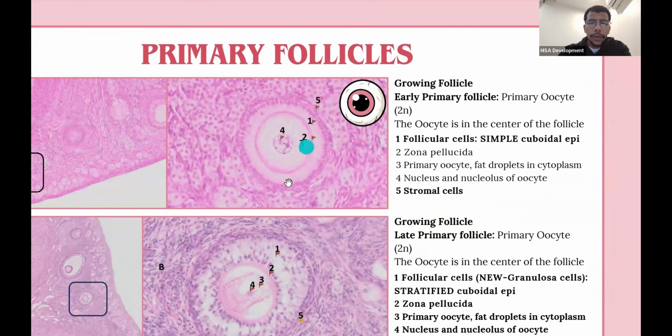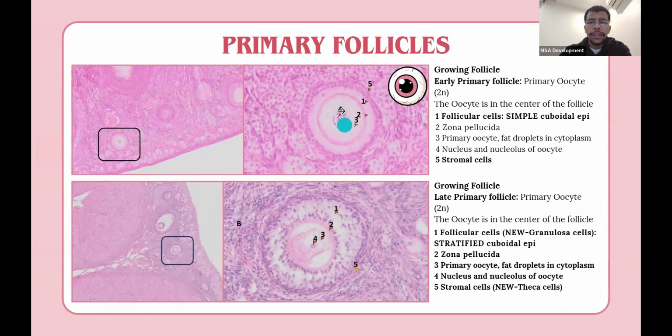And then we have the zona pellucida here. Can you guys see it? All right. And then we have the oocyte itself, which is the egg, and the nucleus in the middle. And then, of course, outside we have the stromal cells. Then, in the late primary, we still have the follicular cells, which are now called granulosa cells.